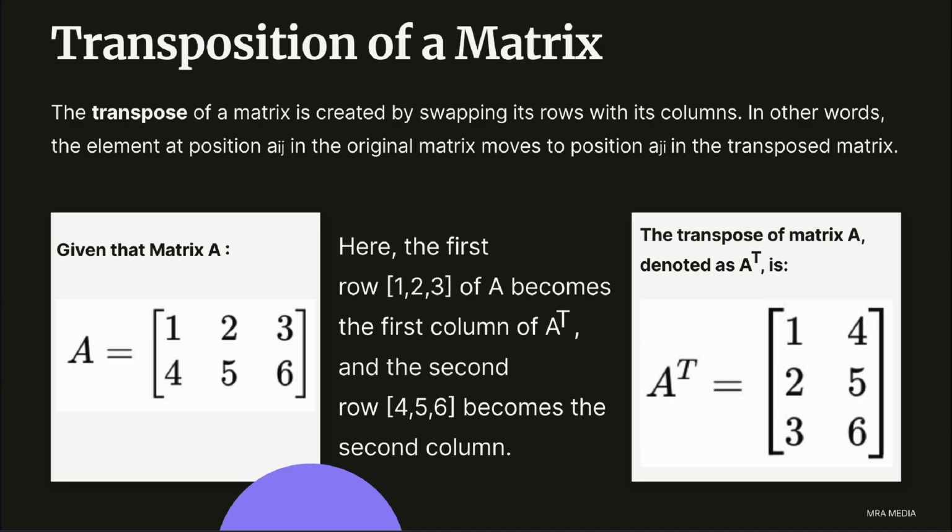Next, let's talk about transposing a matrix. To transpose a matrix, you swap its rows and columns. For example, if the first row of a matrix is 1, 2, 3, after transposition, this row will become the first column. The transpose is helpful in many applications, especially when working with matrix equations.